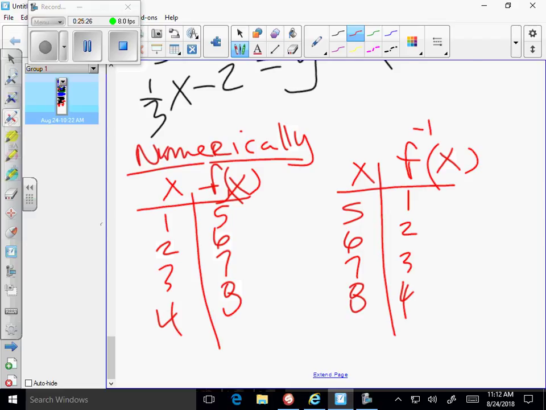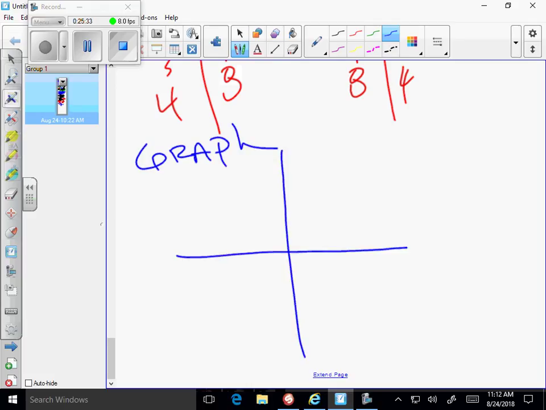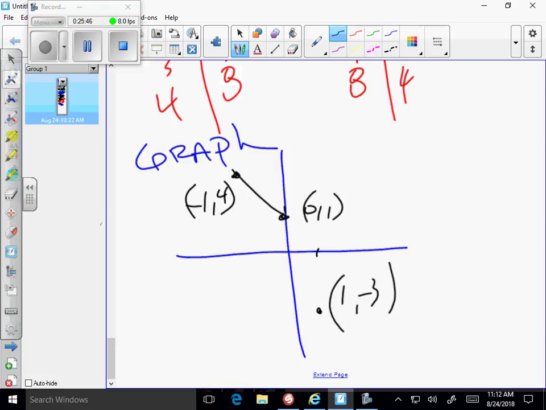So if, for example, I have a graph with some points on it, like -1, 4, 0, 1, and 1, -3, and this is a graph of f of x, then what can I say about points that must live on f inverse of x, Ryan?